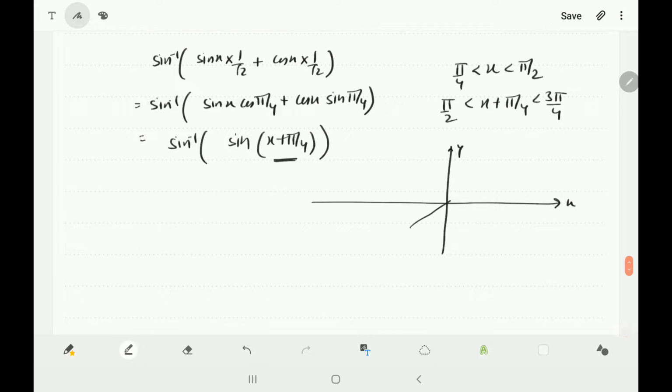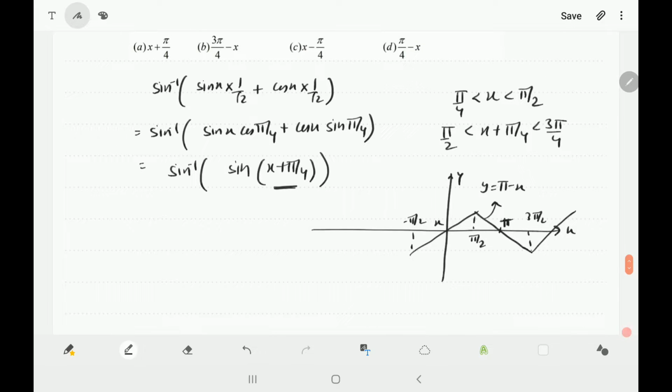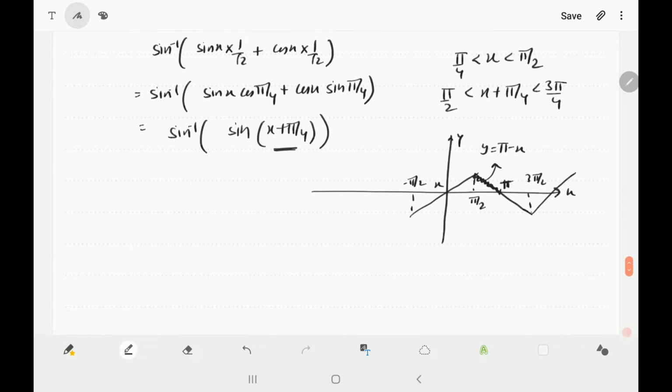Okay, and we already know the graph is like this: for sin inverse sin x from minus pi by 2 to pi by 2, it is x. And from pi by 2 to 3 pi by 2, this is minus x plus pi. So this function is pi minus x. Are you clear on this thing? Now we have to see our interval of x plus pi by 4, from pi by 2 to 3 pi by 4, which is in this part only. So the output will be pi minus theta.